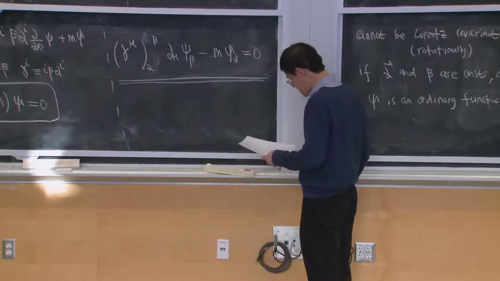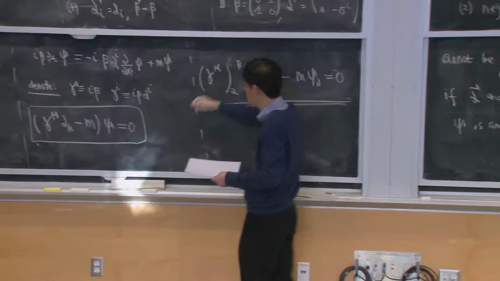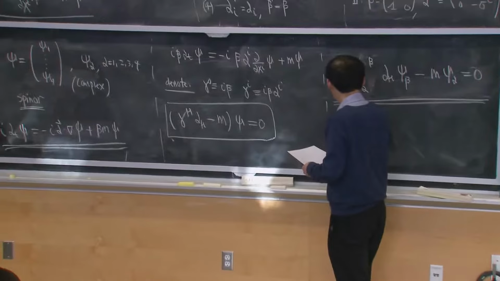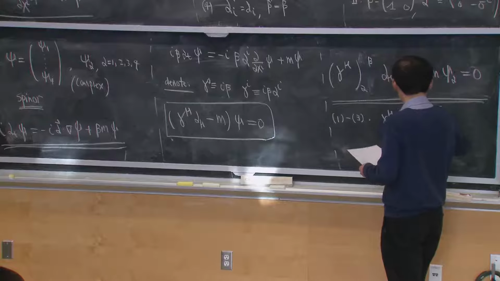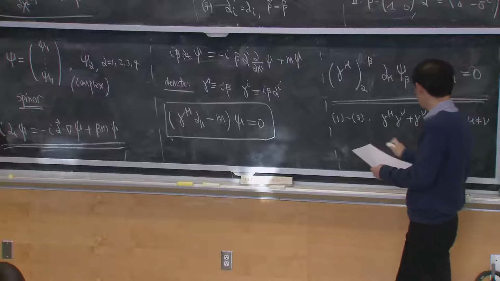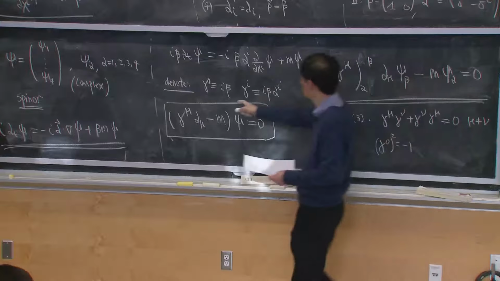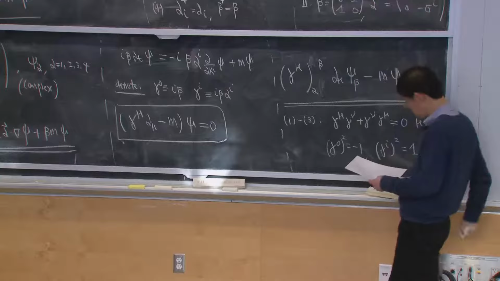Okay, so now those conditions, you can also write them in a compact way in terms of those gamma matrices. So 1, 2, 3 can now be written as gamma mu gamma nu plus gamma nu gamma mu, where mu, nu are always from 0 to 3, equal to 0 for mu not equal to nu. And then gamma 0 squared is equal to minus 1, because gamma 0 is i beta, and beta squared is equal to 1. And then gamma i squared, there's no summation over i here, just each matrix gamma i squared equal to 1, okay?